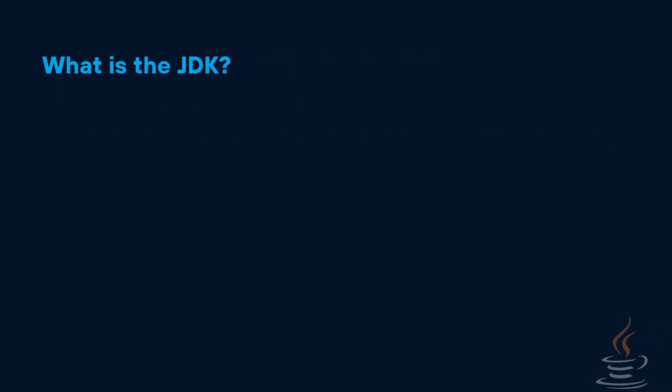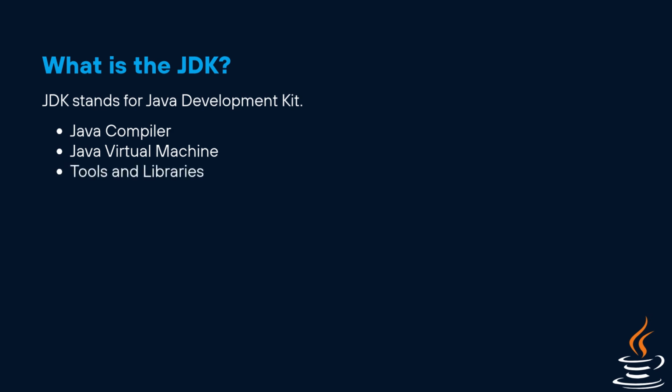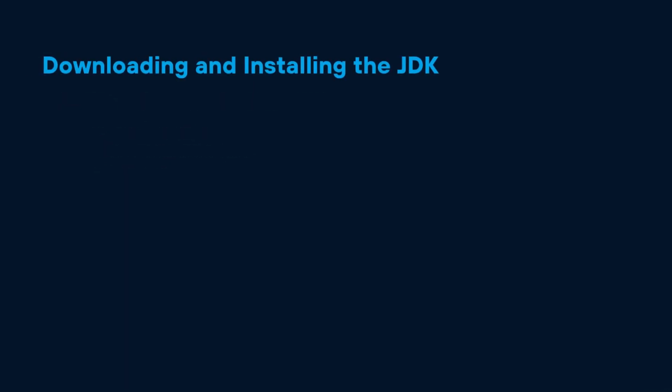First, let's talk about the JDK. JDK stands for Java Development Kit. It includes everything you need to write and run Java programs, like the Java compiler that turns your code into something the computer can understand, the Java Virtual Machine or JVM, which actually runs your program, and lots of tools and libraries to help you build applications. So, without the JDK, you can't write or run Java code. Let's see how to install it.